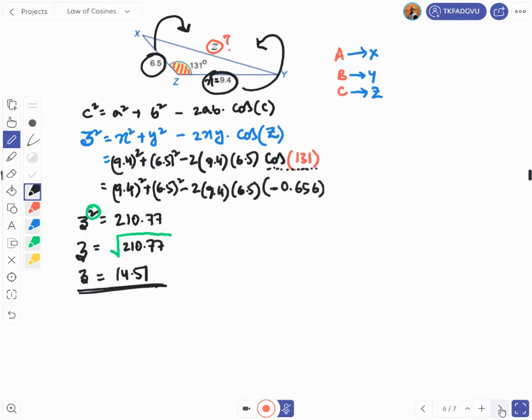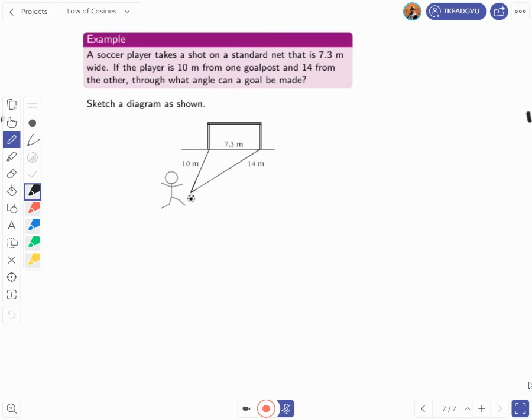Okay, let's go to the next question. Let's say that a soccer player takes a shot on a standard net that is 7.3 meters wide. So you see that here is the side given. If the player is 10 meters from one goal post and 14 meters from the other, through what angle can a goal be made? So here the question is what angle, right?